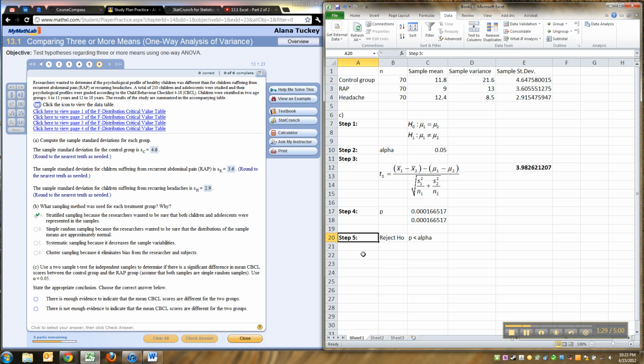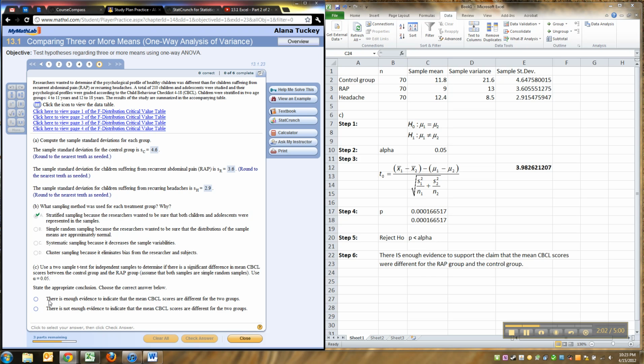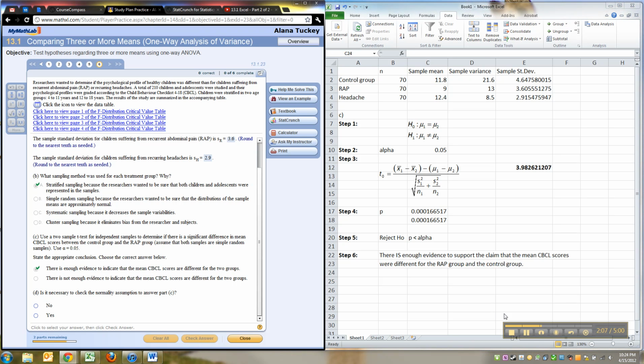So if we reject H naught, what does that mean for step 6? That means that there is enough evidence to support the claim that the mean CBCL scores were different for the RAP group and the control group. Right? So that's what you're finding here, because you're finding the difference in this mean and this mean, the 11.8 and the 9. You found that they're significantly different. So you'd say, yep, over here. Yay. Did that.